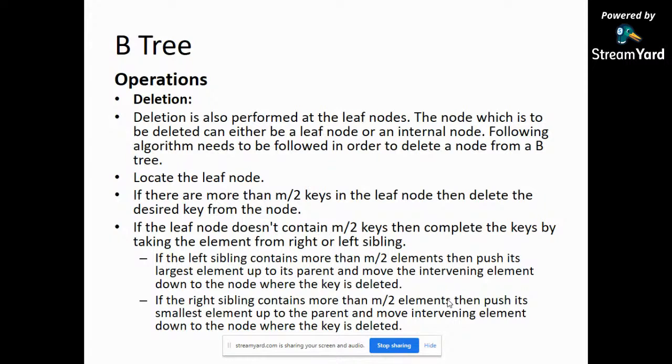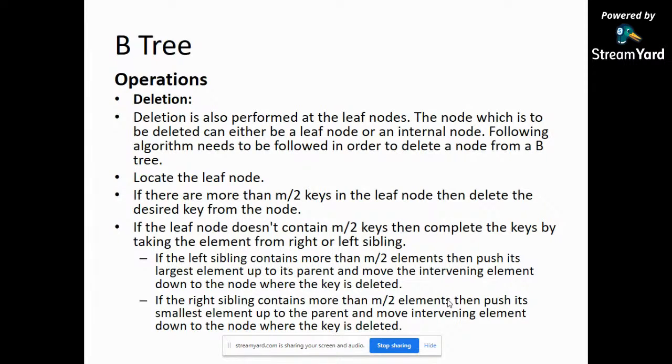Now if there are more than m by 2 keys, then there's no problem. Delete the key from the leaf node, and you'll have the node there only. But if the leaf node doesn't contain m by 2 keys, then complete the keys by taking an element from the left or right sibling. So what we have to do after deletion, if we violate the property of B tree, is take either from the left or from the right.